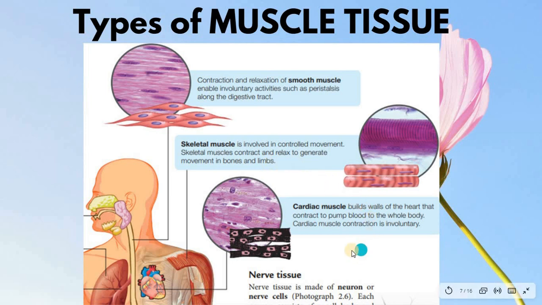Next, we go to the cardiac muscle. The structure is like this. Cardiac muscle builds the walls of the heart, which means we can find cardiac muscle in the heart only. Why is the name cardiac? Because cardiac refers to the heart. It contracts to pump blood to the whole body. Cardiac muscle contraction is involuntary.